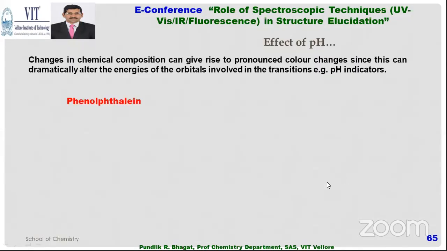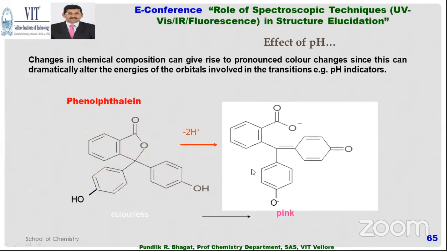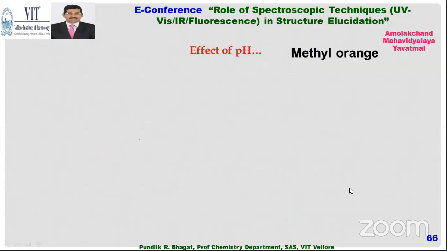Another beautiful example is phenolphthalein. Phenolphthalein is pink in alkaline medium, at more than 9 pH, which is acting as a very good acid-base indicator. So this is the structure of phenolphthalein, which is obtained by reaction of phthalic anhydride with phenol in presence of concentrated H2SO4, which is acting as a dehydrating agent.